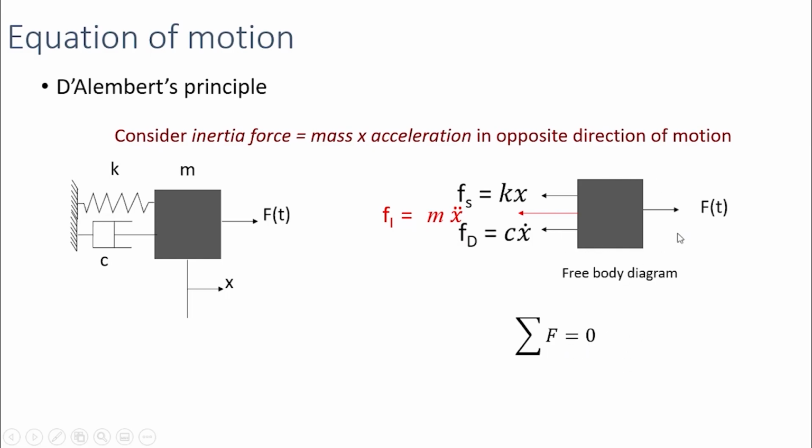Just write the sum of all forces, and that will be equal to 0. What are the forces here? In the left direction, we have mx double dot, cx dot and kx, and that will be equal to the force in the right direction, that is F(t). So we get the same equation as we got in the previous slide. This equation is the equation of motion. This is the governing differential equation of this single degree of freedom system.